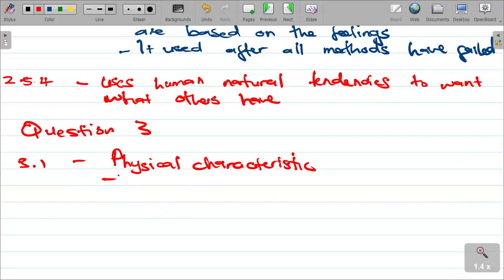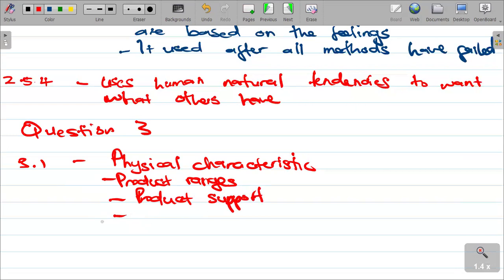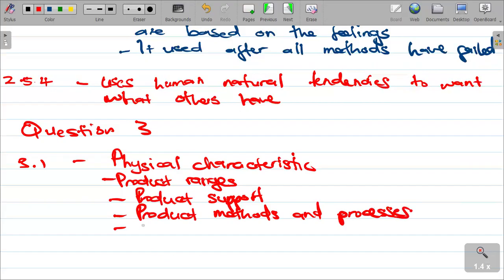The product range, the product support, the product methods and processes, and also the product uses.